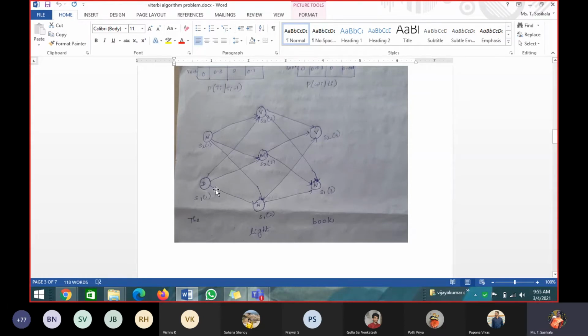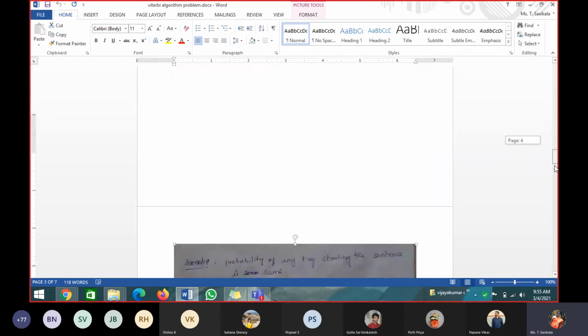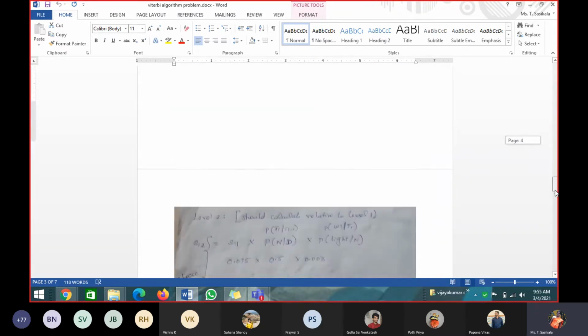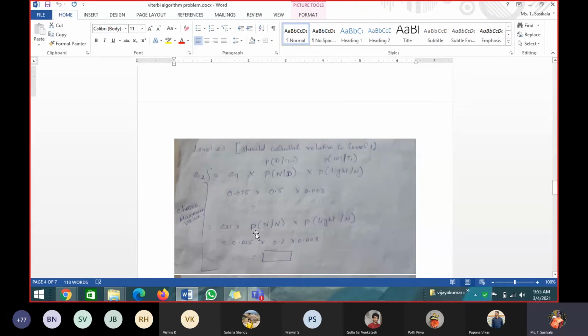Next combination is S21. For S12, we have the other combination S21. So S21 value into word transition probability, light as noun, into tag transition probability, noun given noun. What will be the probability that the next word is also noun? You multiply these three values and tell me the answer. That is the thing which I have written here. What is the value you are getting for S12, second combination? 1.5 into 10 power minus 5.